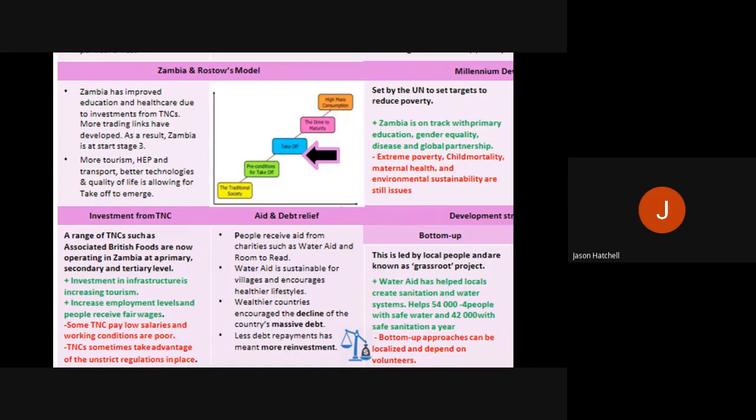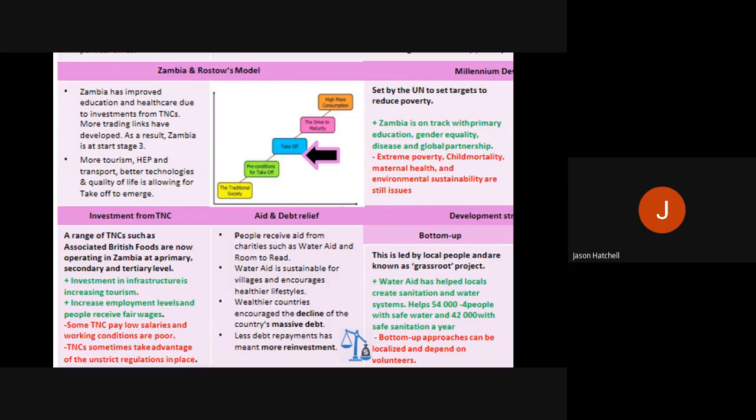Yeah, so remember, a TNC is a transnational company. So that denotes that it operates over more than 2 places. And the one we looked at, particularly for Zambia, was Associated British Foods, or ABF. And obviously, the term British is in there, so it's a British TNC. And they're now operating in Zambia at a primary, secondary, and tertiary level. So they provide primary, secondary, and tertiary jobs, which is really good for Zambia's economy in the sense that it helps upskill people, it helps educate them and train them to be able to produce more food, to be able to then also grow their economy via higher incomes and so forth.